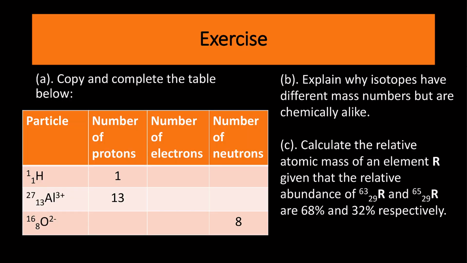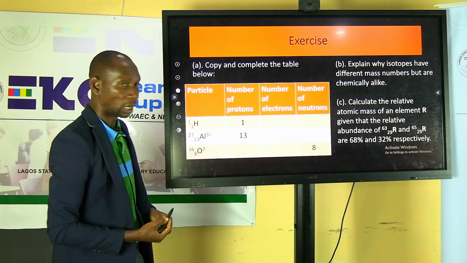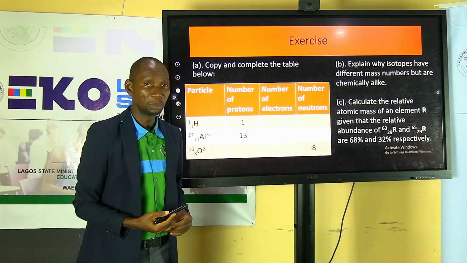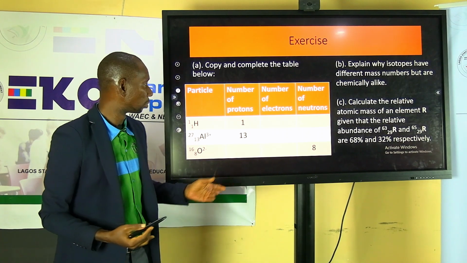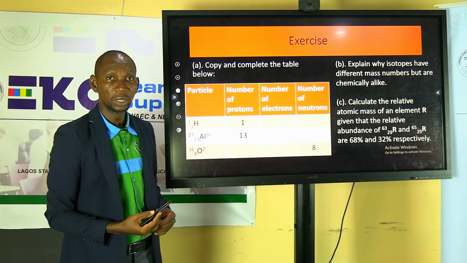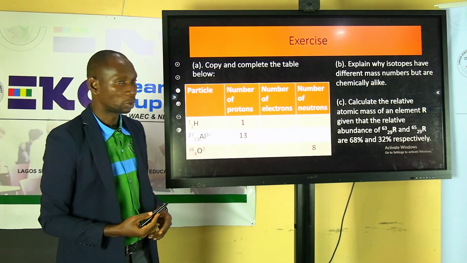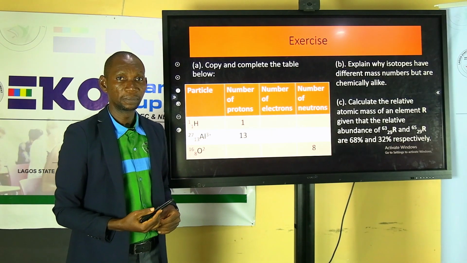So we have an exercise here. We're asked to complete this table. All right? Particle, number of protons, number of electrons, number of neutrons. So let's quickly, I'm giving you just a minute, okay, to complete that table. By the time we come back, I want to see how you fare.